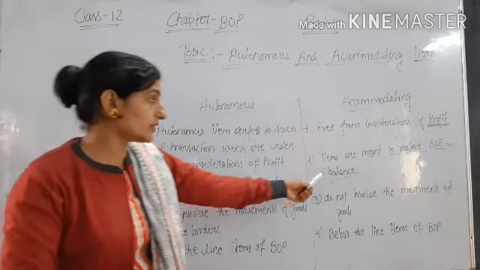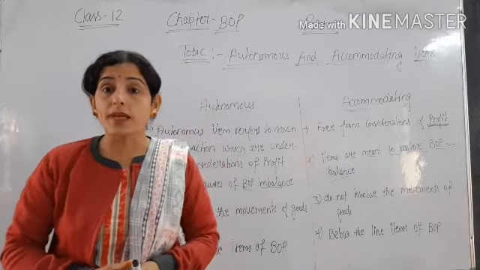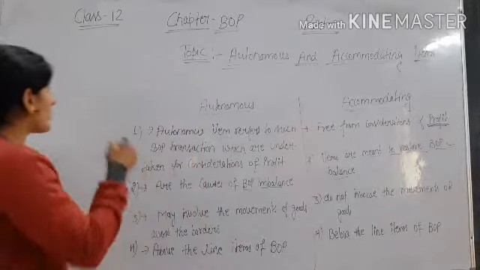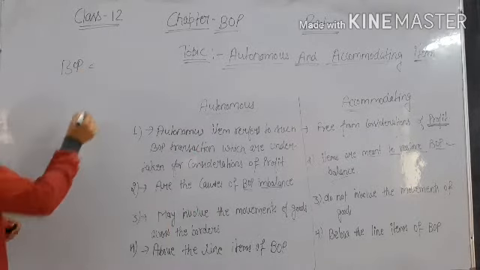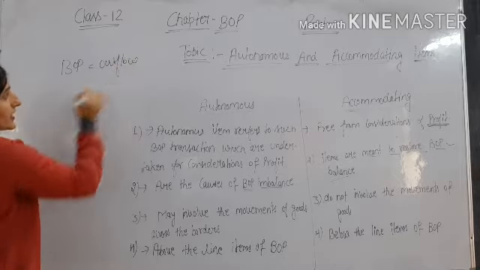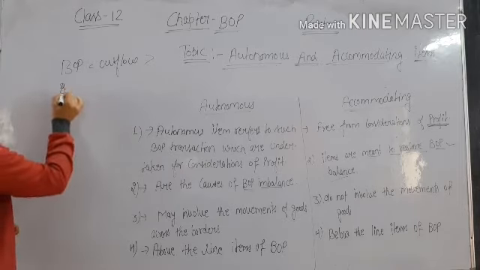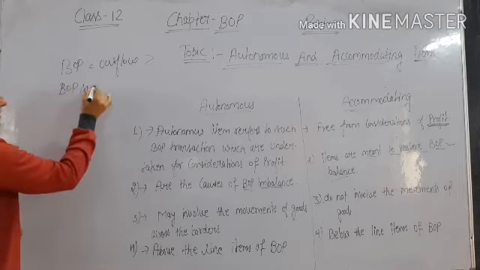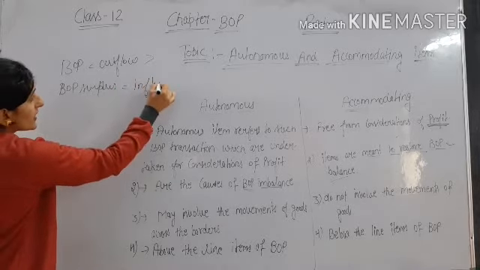But accommodating items are not the cause. These items are meant to restore. Restore means that if there is BOP deficit. What is BOP deficit? Means our outflow of foreign reserve is more. And what is BOP surplus? BOP surplus means inflow of foreign reserve is more.